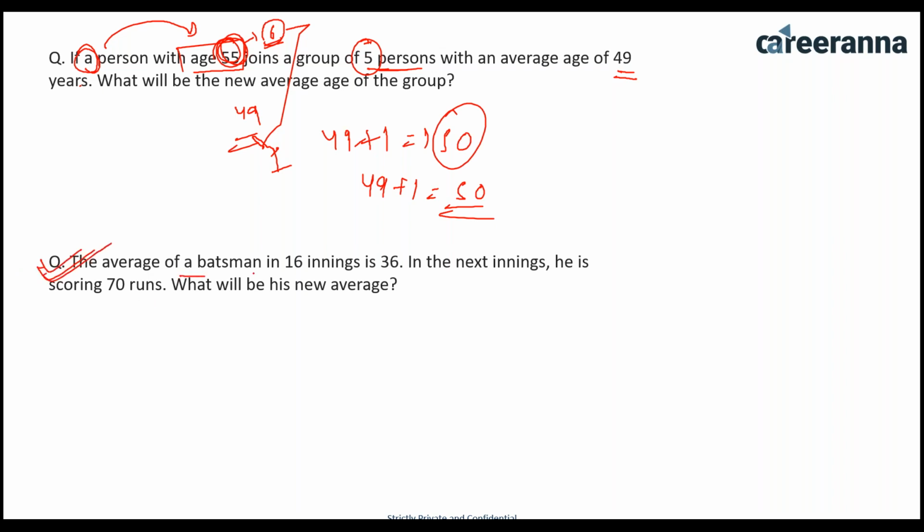The average of a batsman in 16 innings is 36. In the next inning, he is scoring 70 runs. What will be his new average? Okay, guys, you are very fast. 38, 38, 38. Let us see what is the answer. We will solve.